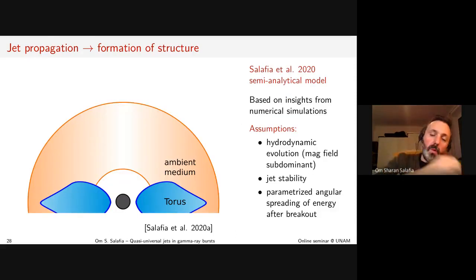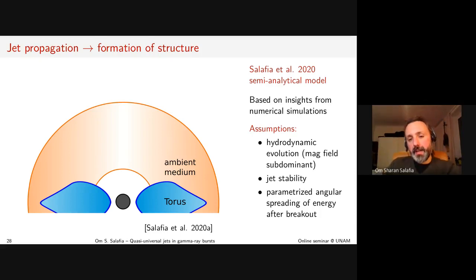But we have a possibility that actually what really shapes the jet structure is its interaction with the ambient medium, either the stellar envelope or the kilonova ejecta.